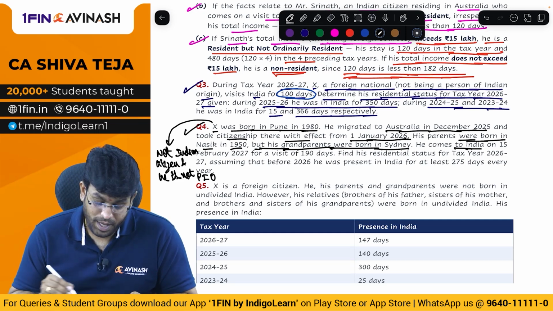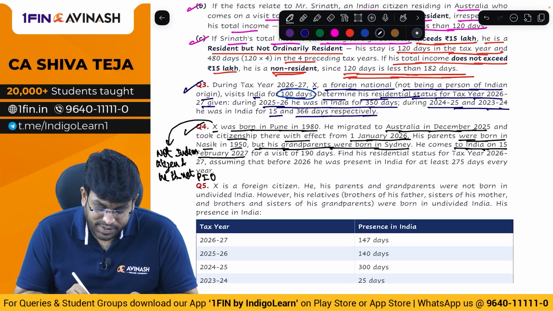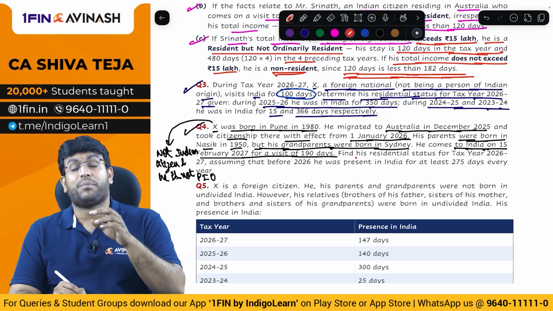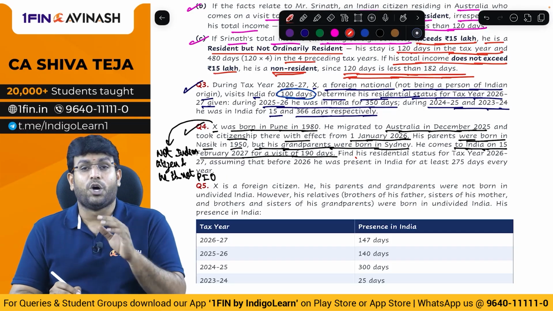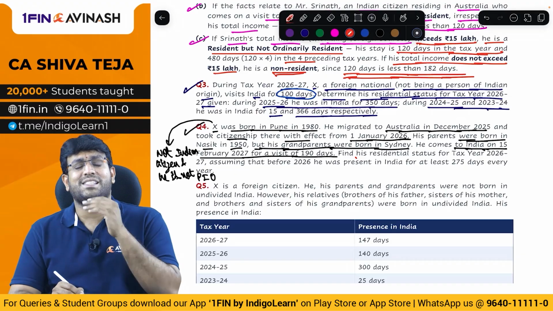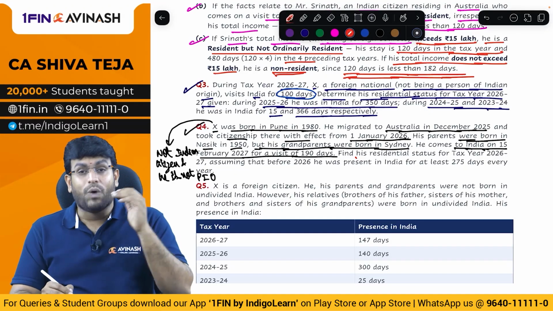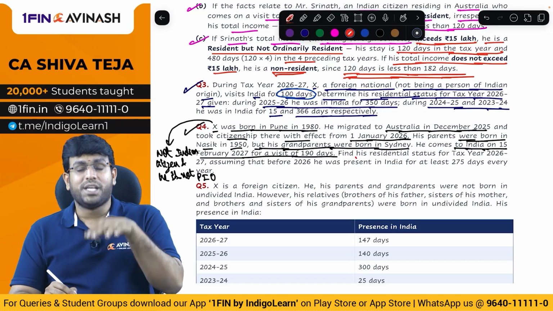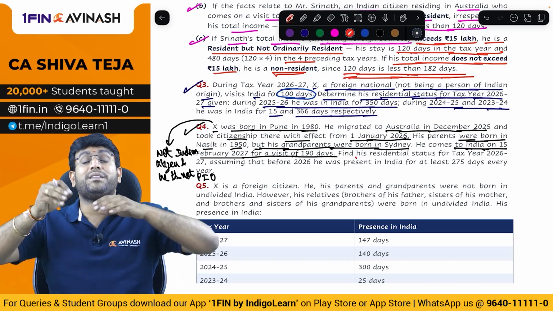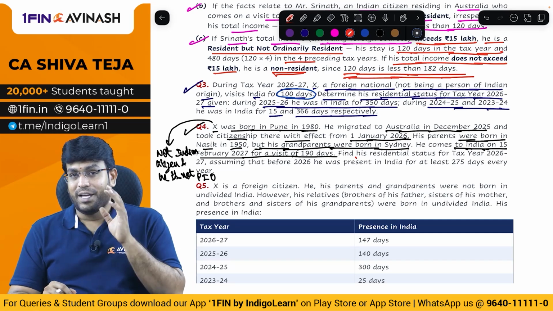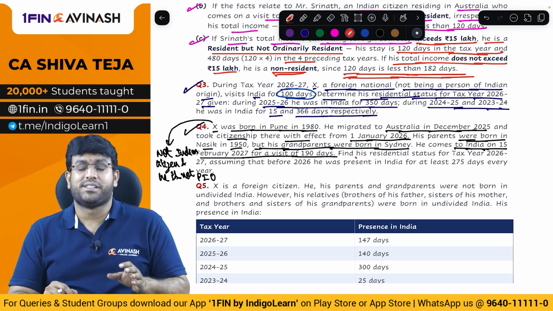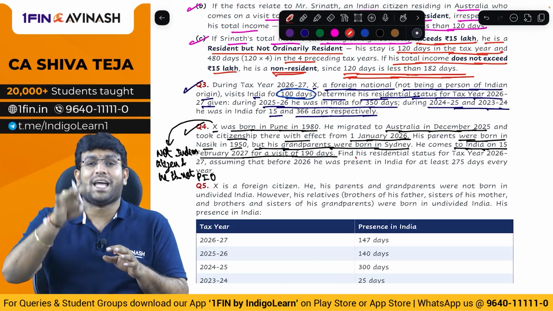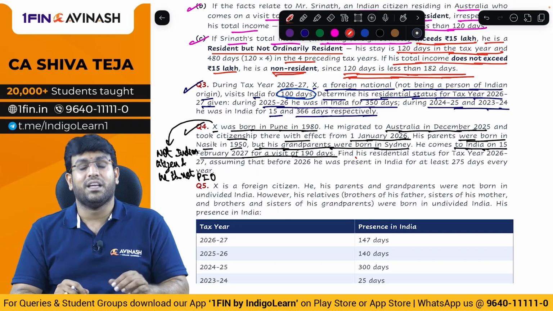He comes to India on 15th February 2027 for a visit of 190 days. But don't get carried away by the word 190 days, because what is important is not just how many days he has come. What is important is how many days he has come during the tax year. During the tax year, how many days he is present, that is the key.